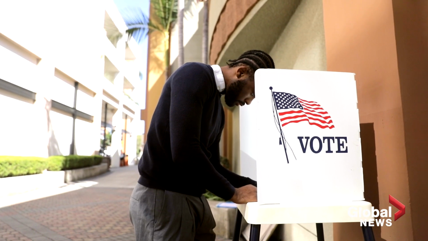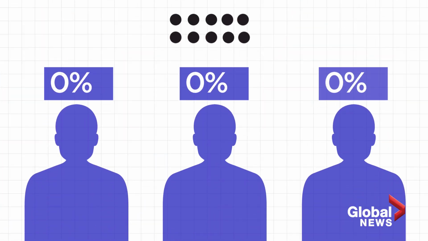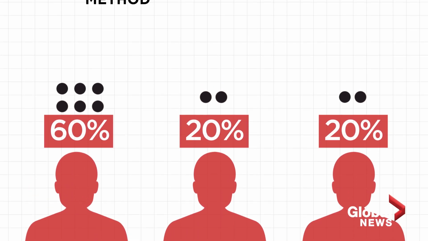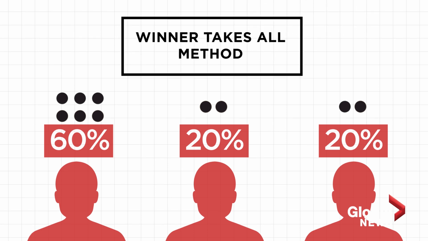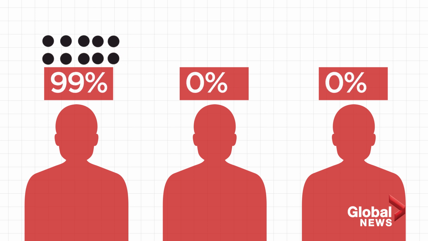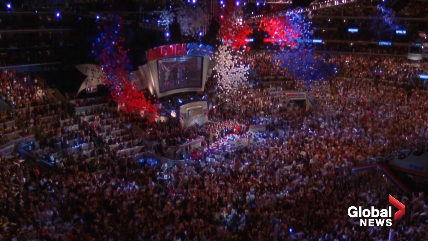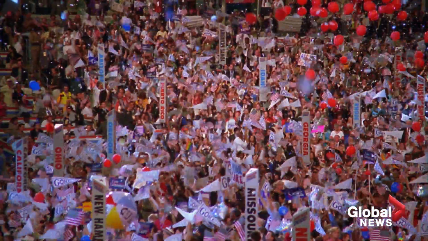In both primaries and caucuses, the way the delegates are pledged can differ by party. Democrats use a proportional method, meaning each candidate is awarded a number of delegates in proportion to their support in the state, caucuses, or primary. For Republicans, states choose between either a proportional method or a winner-takes-all method. Under the winner-takes-all method, the candidate with the most votes from a state's caucus or primary gets all of that state's delegates. At each party's national convention, the candidate with the support of the majority of delegates wins the presidential nomination.